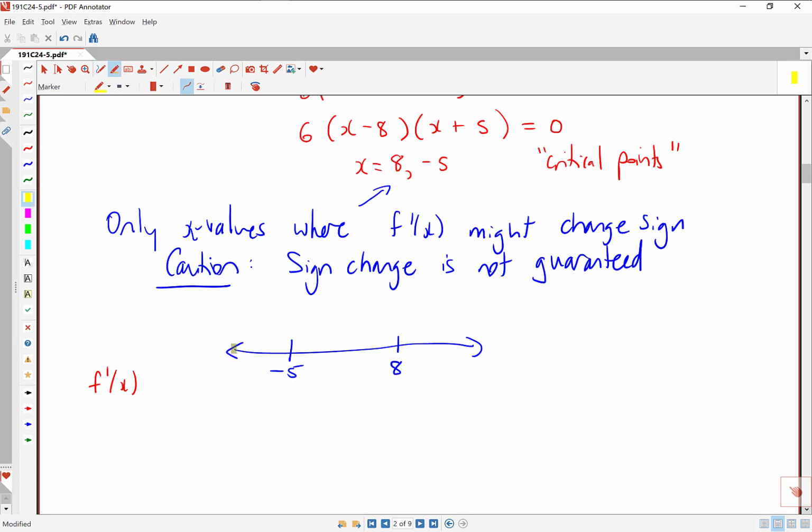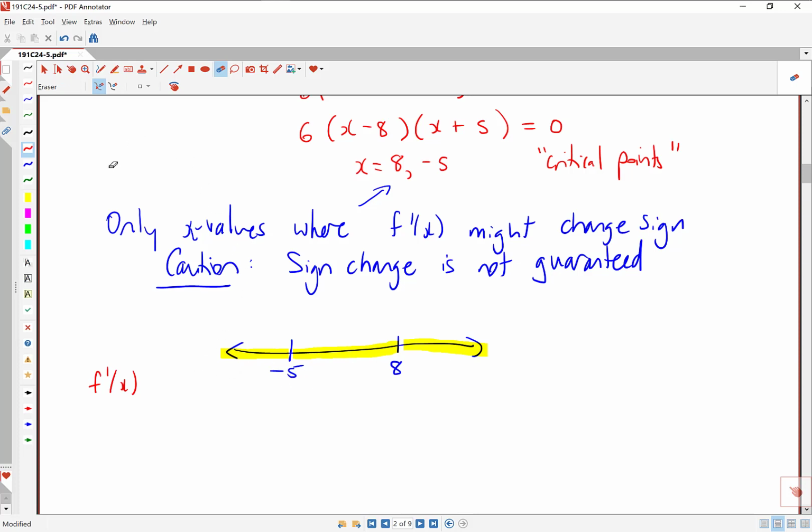So these 2 critical points actually divide the number line into 3 little intervals. And we're just going to investigate the sign of f prime of x in each one. For example, you might see something like f prime of x is negative for all these values, positive for all these values, and positive for all these values. We'll do some investigation in a minute. If we can figure that out, that will tell us whether we've got a relative maximum, a relative minimum, or neither at each of those critical points. Okay, so that's the plan.